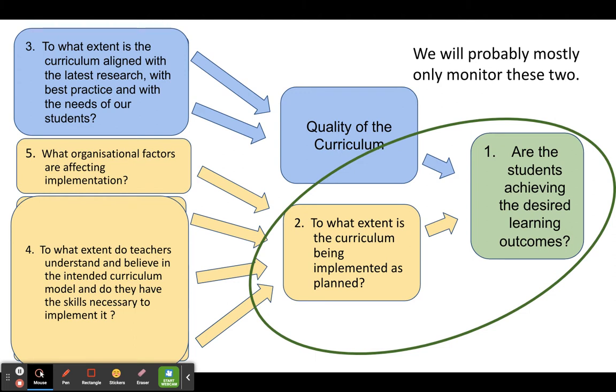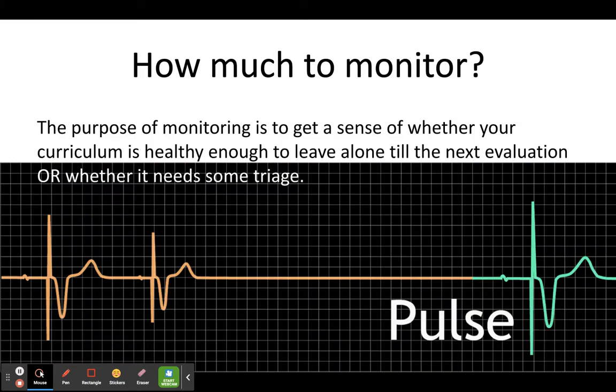Are the students achieving the desired learning outcomes? And to what extent is the curriculum being implemented as planned? The other questions from the evaluation process will only be used if our monitoring process suggests that there's something perhaps that we want to investigate a little bit further. Because the purpose of monitoring is really just to get a sense of whether the curriculum is healthy enough to leave it alone until the next time it comes up for a full evaluation, or whether perhaps there's something that we need to look at and do a bit of triage in the meantime.